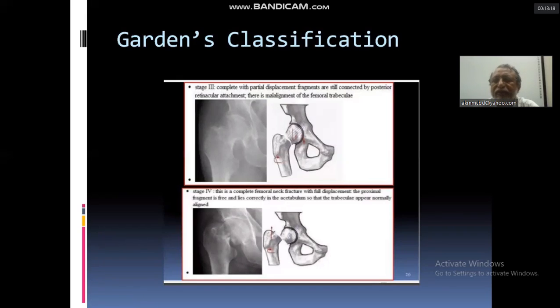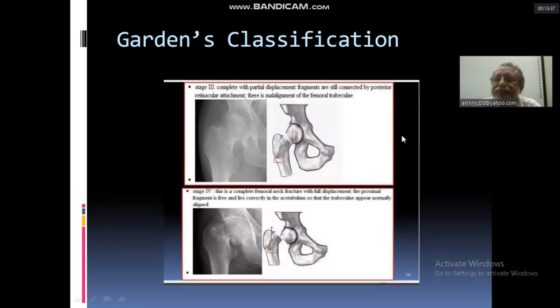He or she will say that I feel pain, but I can walk. I can go to the bathroom. But don't be misguided, because still there can be a fracture because it is an impacted fracture, and you need to do something surgically for an impacted fracture.